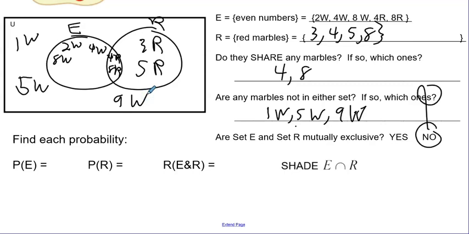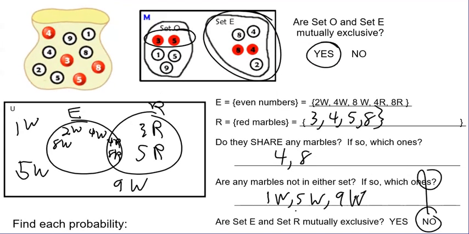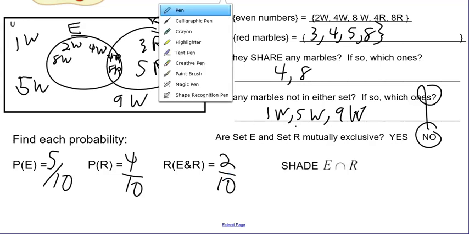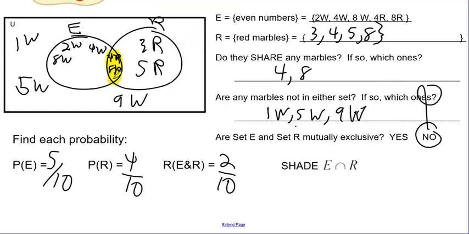Now, what's the probability of an even? Well, there's 1, 2, 3, 4, 5 evens out of 10. Same number as before. Probability of a red. There's 1, 2, 3, 4 out of 10. Even and red, 2 out of 10. That's in the middle. And shade, even and red. So even and red is this piece right here in the middle. And that's it.